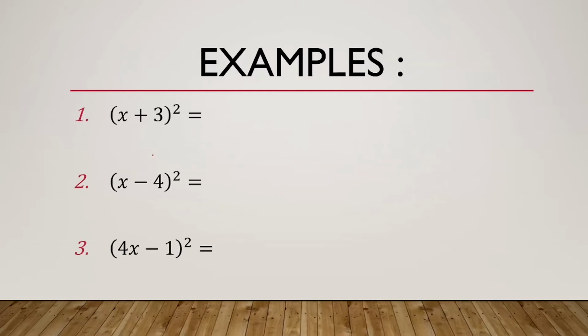And here's an example. The quantity x plus 3 squared. So first, square the first term, square the last term. So 3 times 3 is 9. Then get the product of the two terms. X times 3 is 3x. Then multiply it by 2. So we have 6x. Then copy the operation of the second term. So we have plus. The first and last term are always positive.